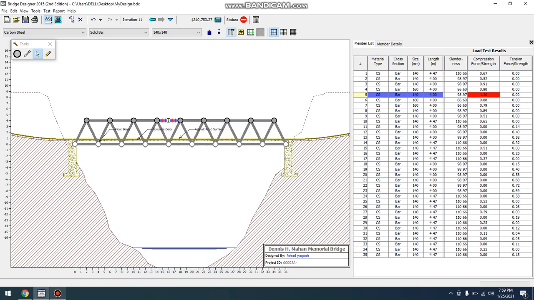Bismillahir Rahman Rahim. Hi friends, this is a general topic, and in this tutorial I will show you how a truss can fail either in compression or tension.